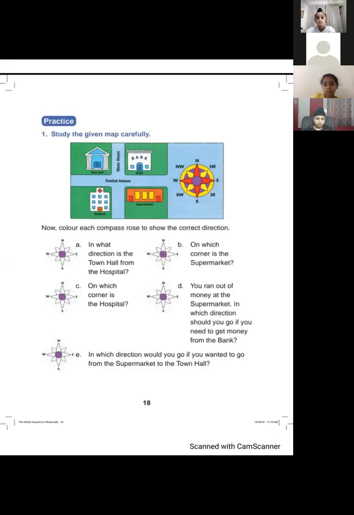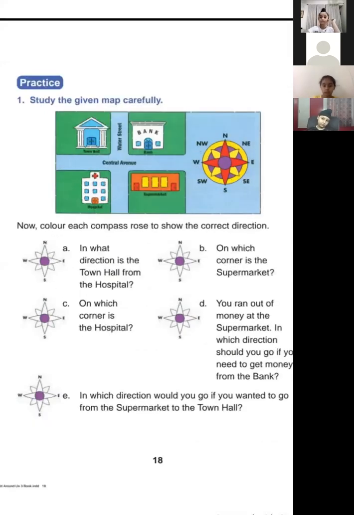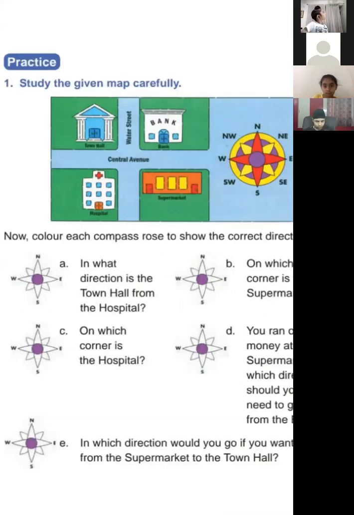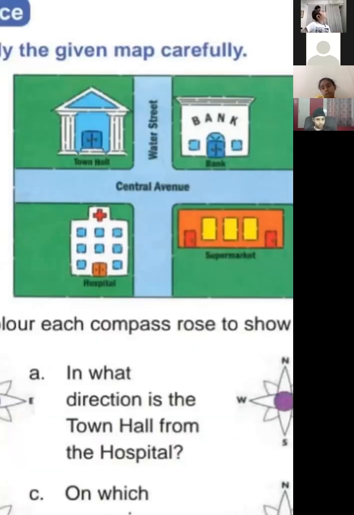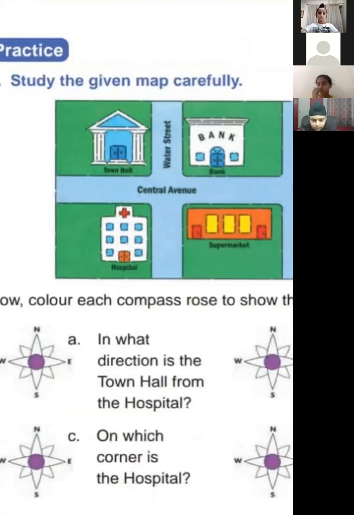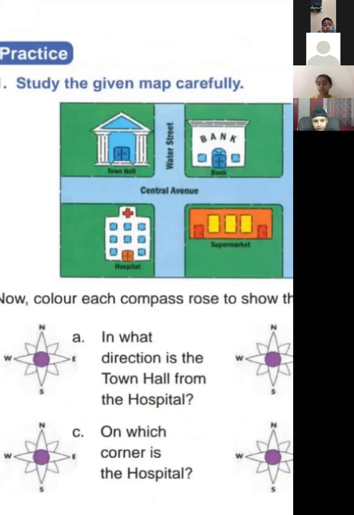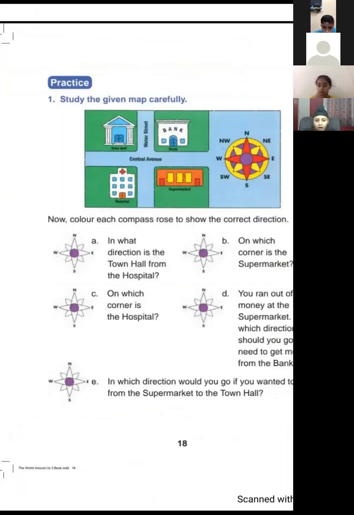Yes. Okay, so I'll read out. Study the given map carefully. You see that there are 4 pictures here. One is of town hall to the left. To the right is the bank. Then there is a hospital to the lower left. And there is a supermarket to the lower right. Now, children, you know the concept of direction. For the A part, tell me in what direction is the town hall from the hospital?